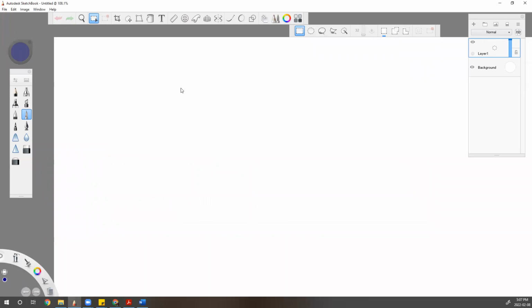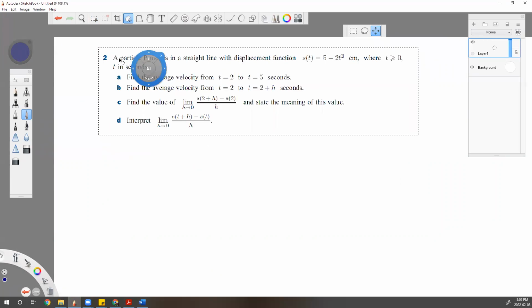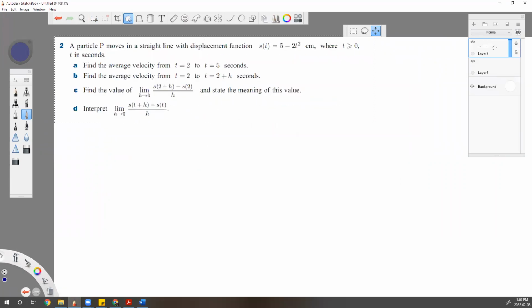It's quite simple, as long as you know the idea. A moving particle in a straight line with displacement s(t) equals 5 minus 2t squared, where t is more than or equal to 0, of course. This is only for formality, because time cannot be negative. Time can be 0. Find the average velocity from t equals 2 to t equals 5.